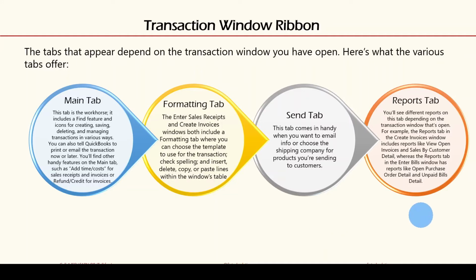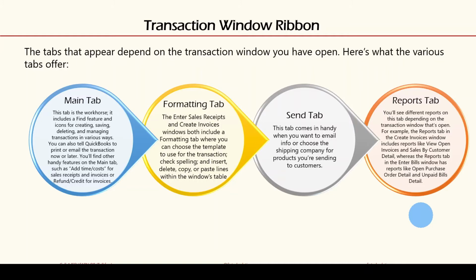You will see different reports on this tab depending on the transaction window that's open. For example, the reports tab in the create invoices window includes reports like view open invoices and sales by customer detail, whereas the reports tab in the enter bills window has reports like open purchase order detail and unpaid bills detail. So let's look in action in QuickBooks Desktop what we will be seeing over there and where these tabs are located.